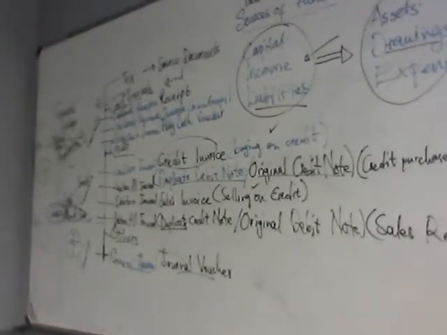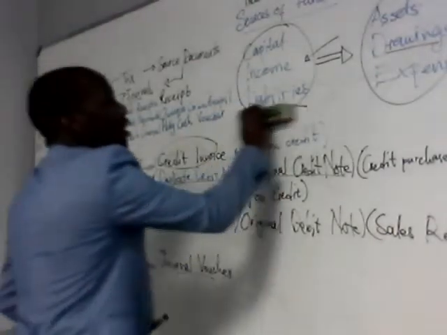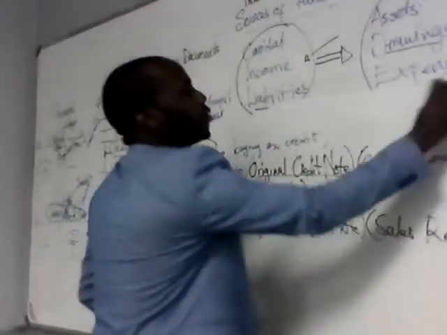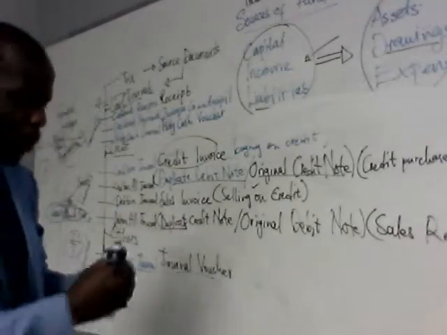But it's not enough that you know that sources of funds increase on the credit side and application of funds increase on the debit side. You need to know, when I say sources of funds, what am I talking about? When I say application of funds, which accounts are those? Are we together?